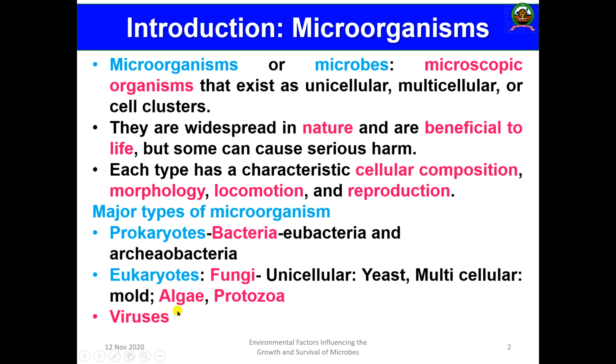Next one is known as algae. They are photosynthetic organisms, greenish colored, in ponds, lakes, oceans, etc. You can see the growth of algae. Then the next eukaryotic organisms are protozoa. You know that is known as a parasite. Okay, protozoa. Example: amoeba.